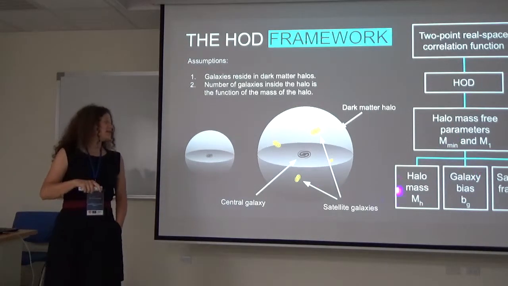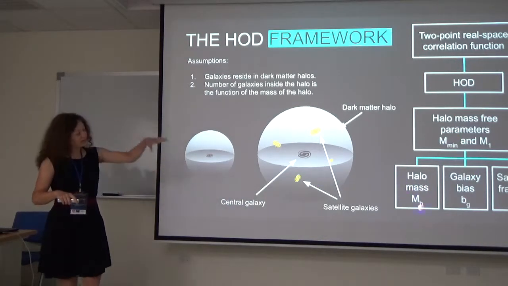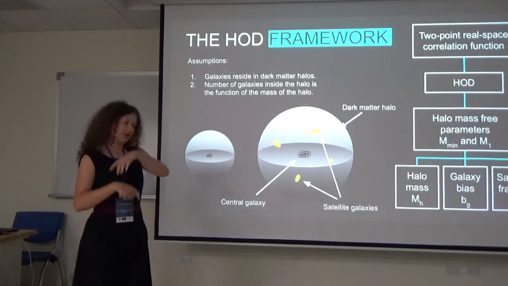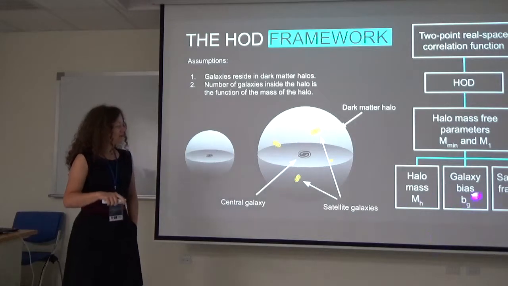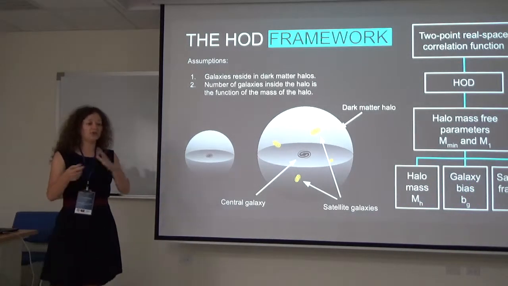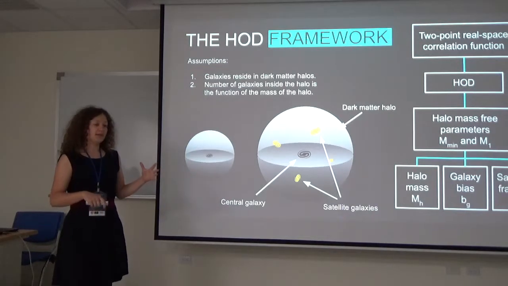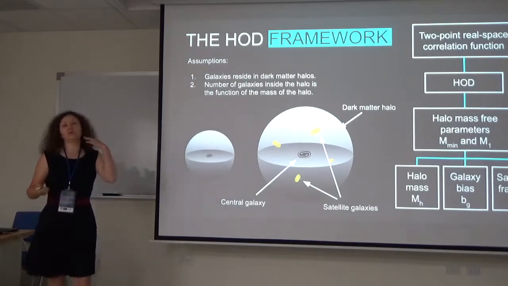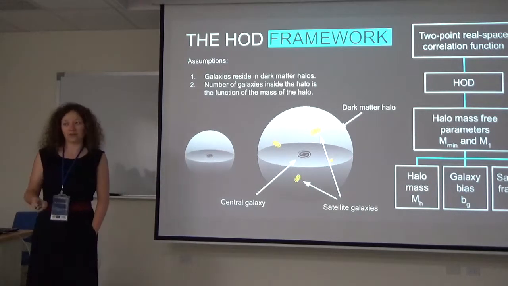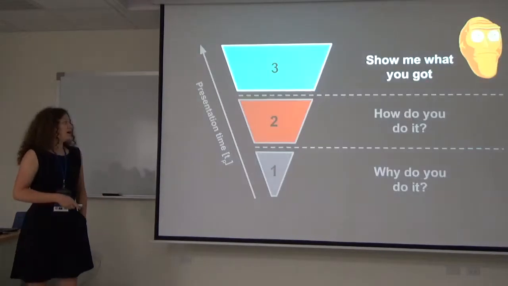Then from this you can derive other parameters like the average halo mass for the given galaxy population, galaxy bias, satellite fraction, etc. Again, the more important one will be the galaxy bias, which tells you how strong the shift is between the distribution of the luminous structure and the dark matter structure.